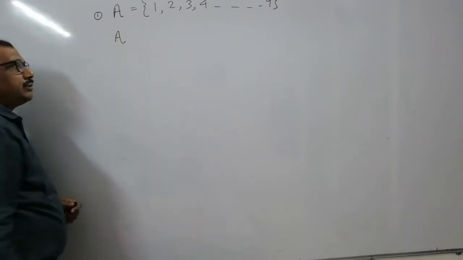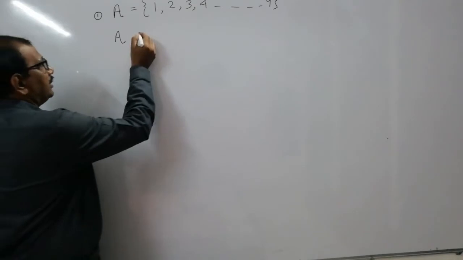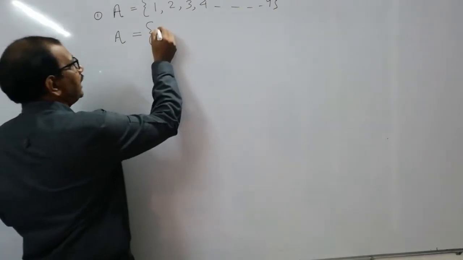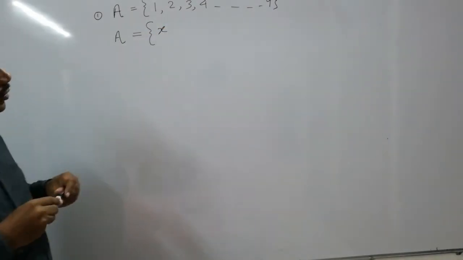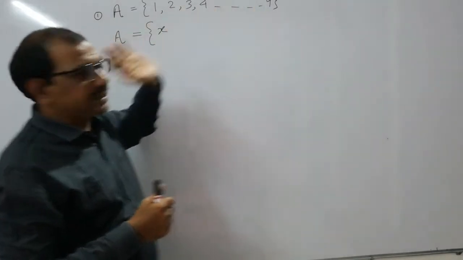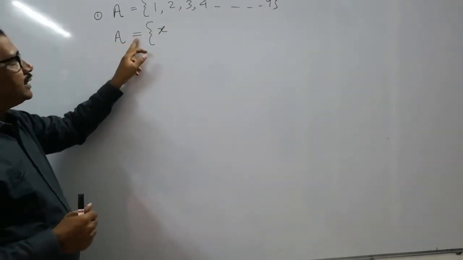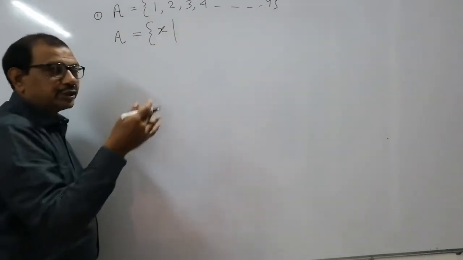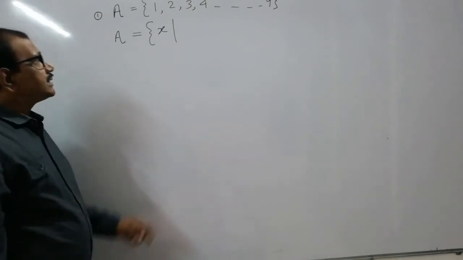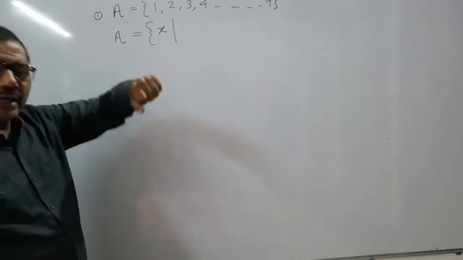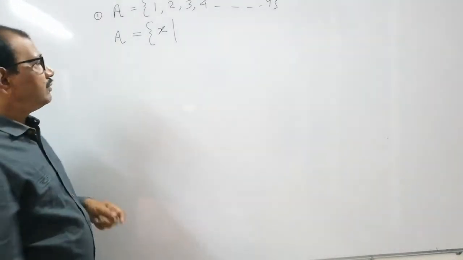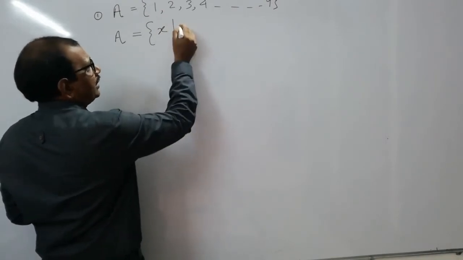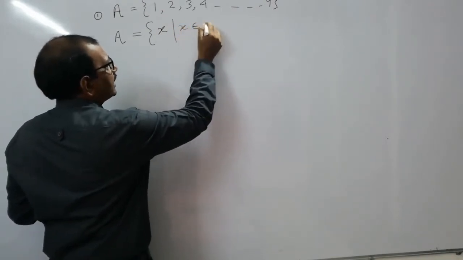So the name of the set remains the same. A is a set of all x, right? Now who is this x? x is all members of this set. Now how to read this? A is a set of all x such that. Now we have to mention the rule. And the rule is about the members. What is the rule about the members? All natural numbers less than 10. So we'll write that A is a set of all x such that x belongs to natural number.